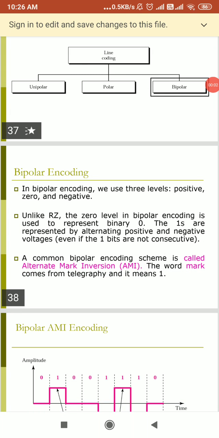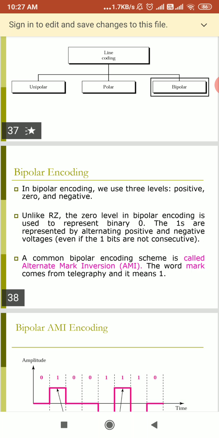Good morning. In today's session, we are supposed to study bipolar encoding. This is a type of line encoding. We have different types like unipolar, polar and bipolar. In unipolar, we use only 0 and 1 values. In polar, we use +1, -1 and 0. And in bipolar, as the name defines, here we are supposed to use two values.